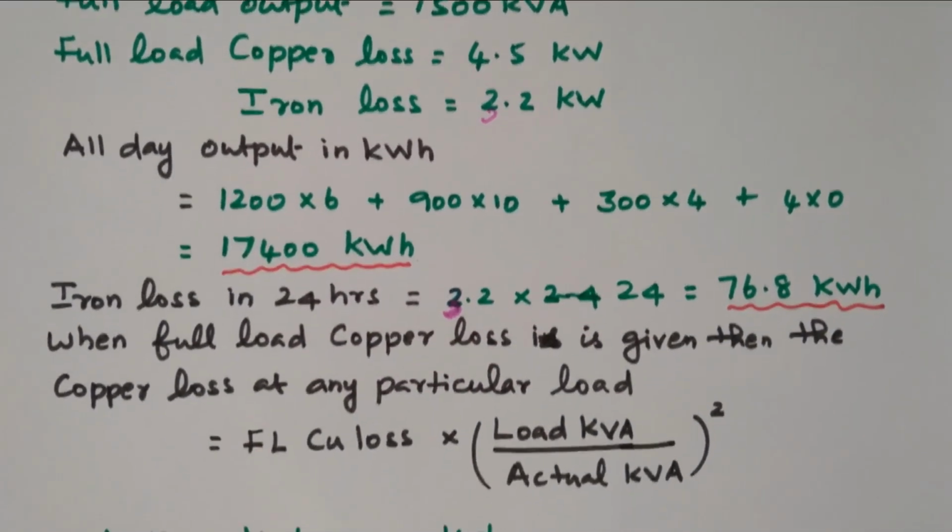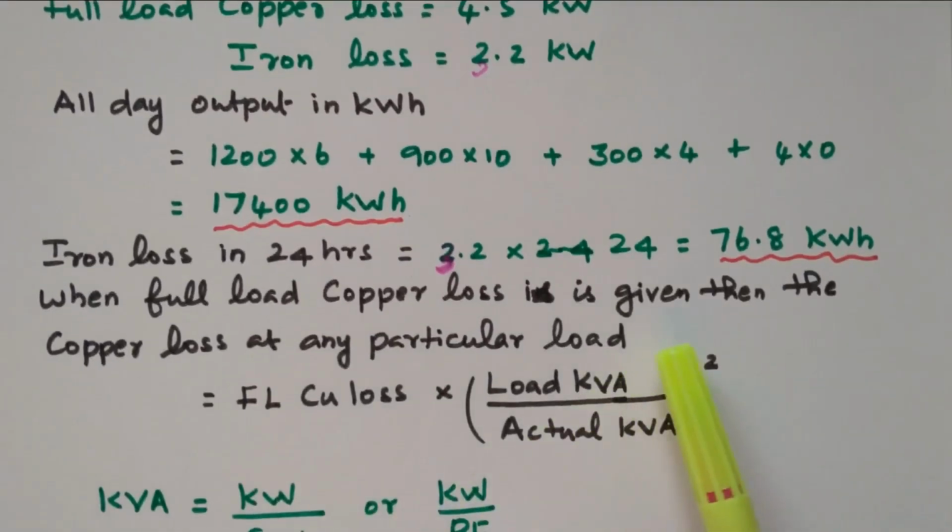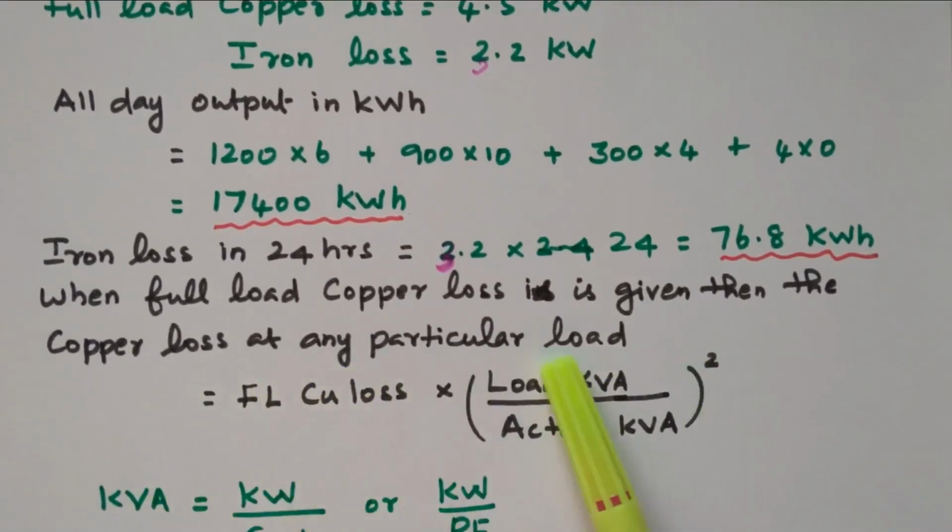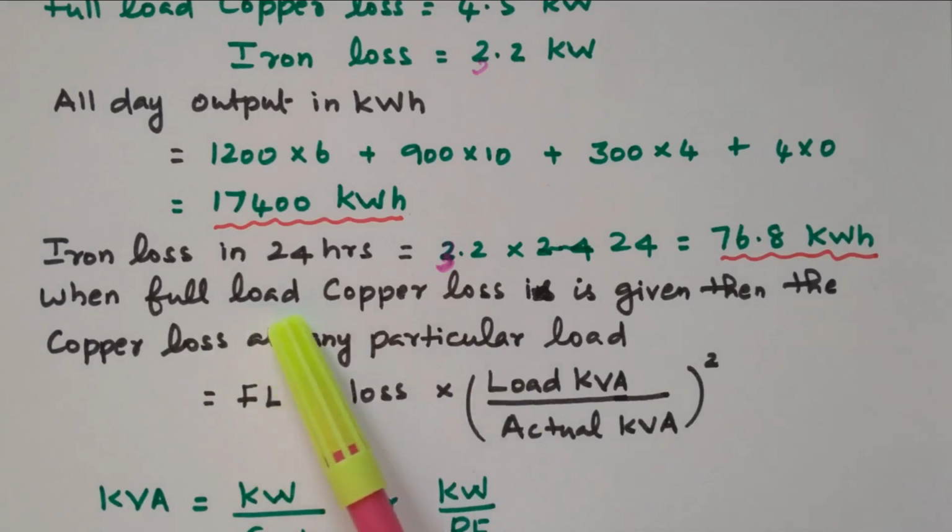When the full load copper loss is given, then we need to find the copper loss at a particular load, because it is given for 10 hours, 6 hours and so on. So the full load copper loss is already given, but we need to find the copper loss at a particular load. How will you find it? Full load copper loss multiplied by load kVA divided by actual kVA, squared. By finding this, we can find the copper loss for a particular period, because it is given in the tabular column. Right. So the load kVA and actual kVA.